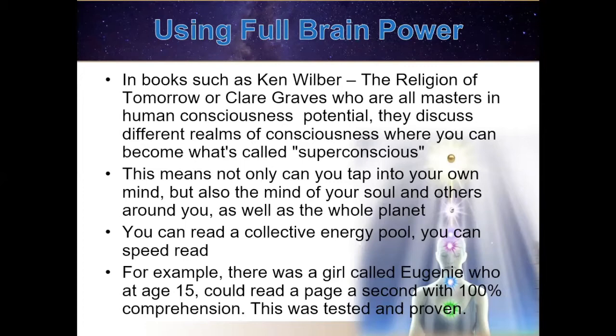For example, there was a girl called Eugenie who at age 15 could read one page a second with 100% comprehension. This was tested and proven. So this is speed reading, where you can actually read one page per second and comprehend 100% of it and actually get all of it. So these are the kind of possibilities and the things you can actually do when you tap into the superconscious. So you can also read a whole bunch of people at once.